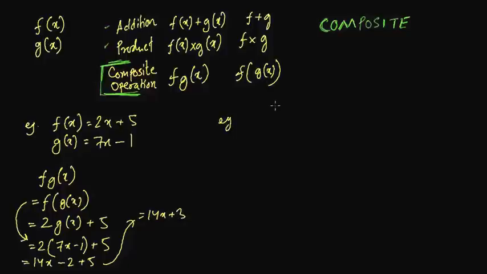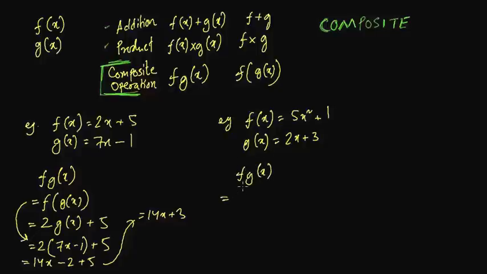Let's do another example of composite function. f(x) equals 5x squared plus 1, g(x) equals 2x plus 3. Now if we have to find f of g(x), we can put g(x) inside of f(x). So we can write f is 5, instead of x we can write blank, 5 blank squared, meaning g(x) squared plus 1, and in that blank we can just plug in g(x), which is 2x plus 3.